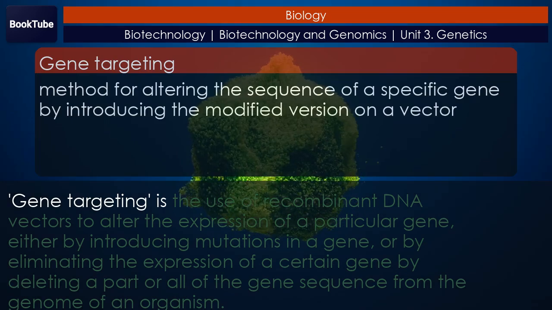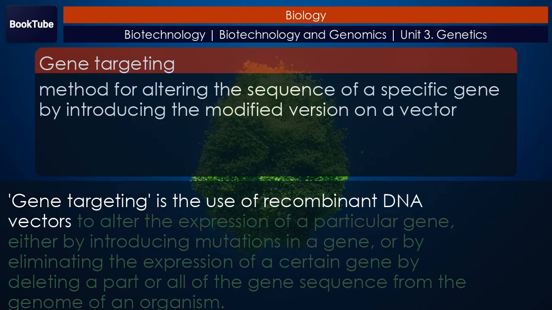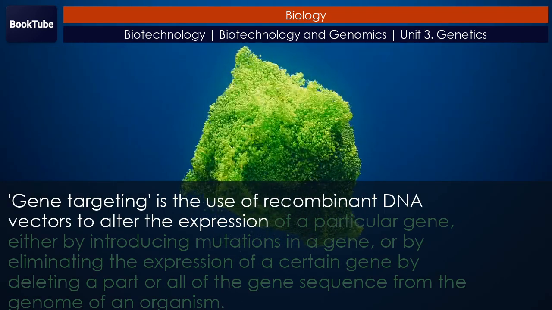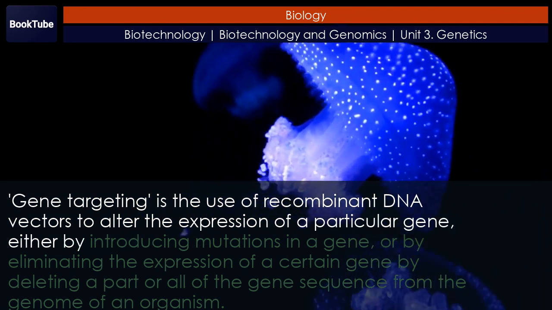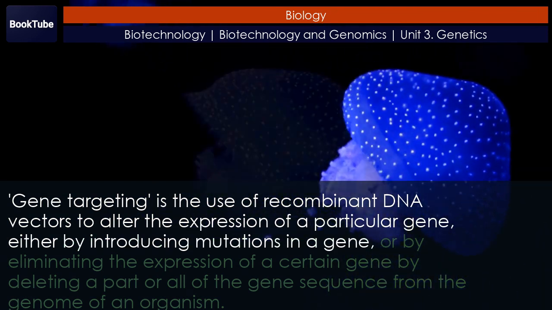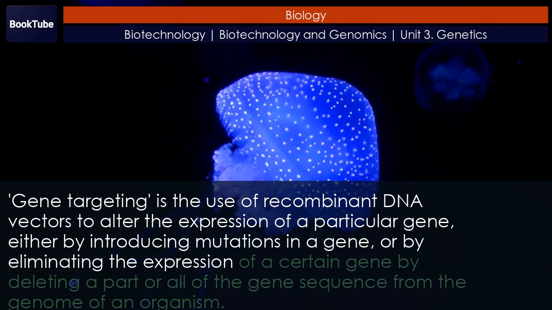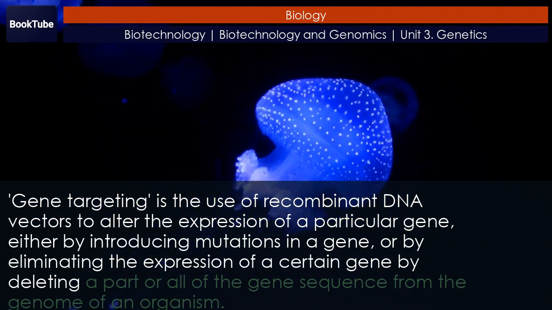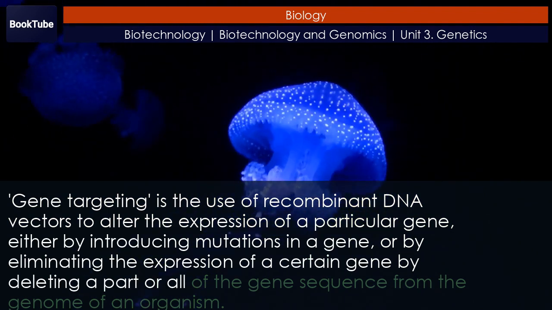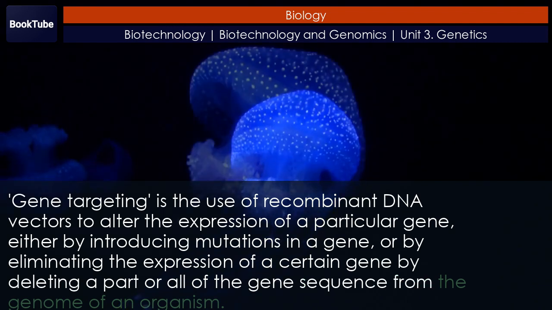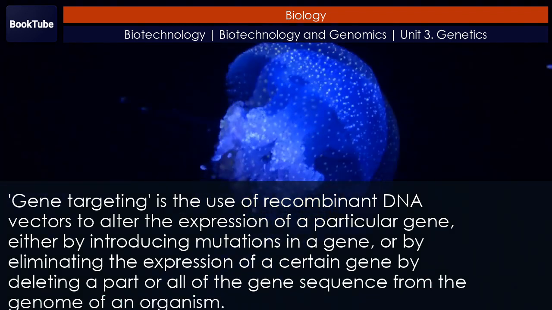Gene targeting is the use of recombinant DNA vectors to alter the expression of a particular gene, either by introducing mutations in a gene, or by eliminating the expression of a certain gene by deleting a part or all of the gene sequence from the genome of an organism.